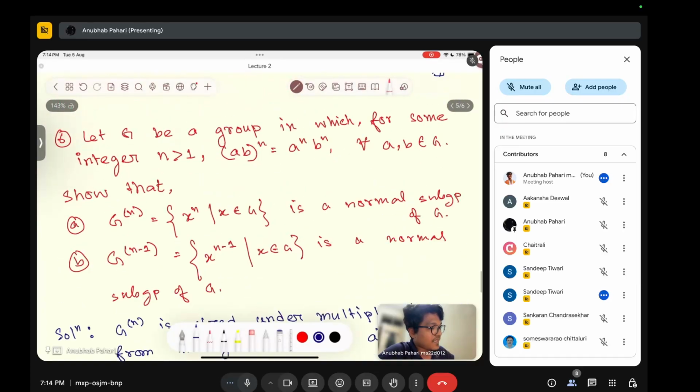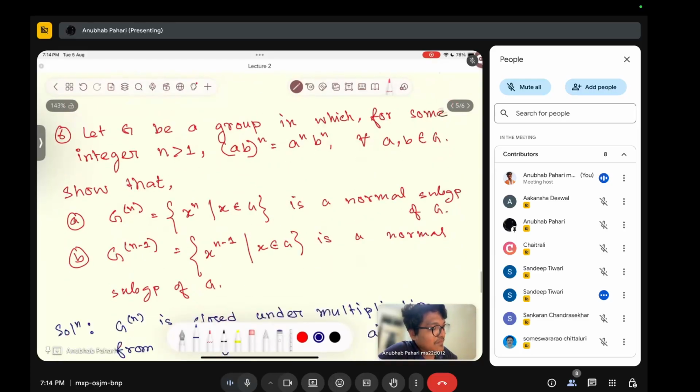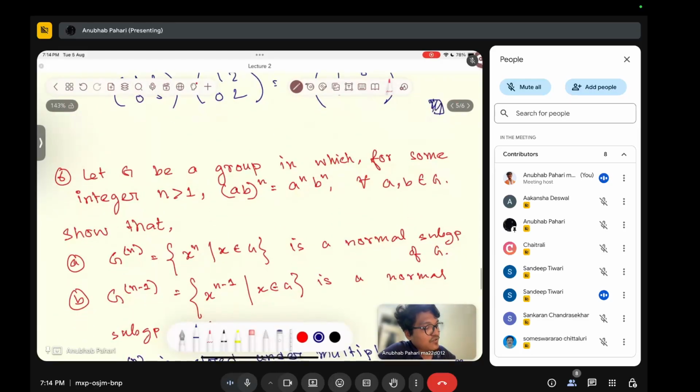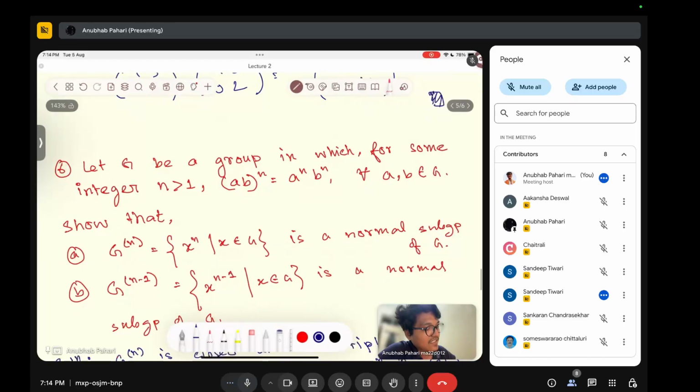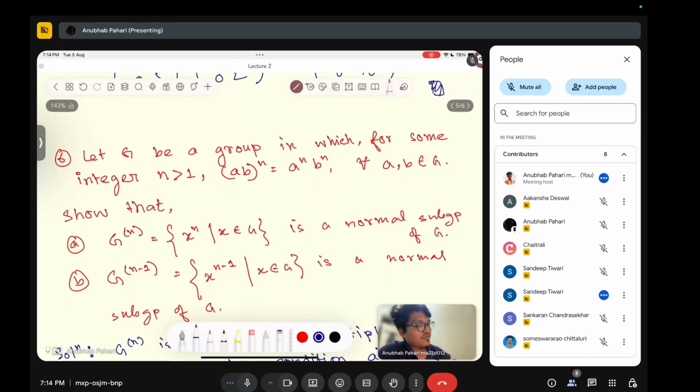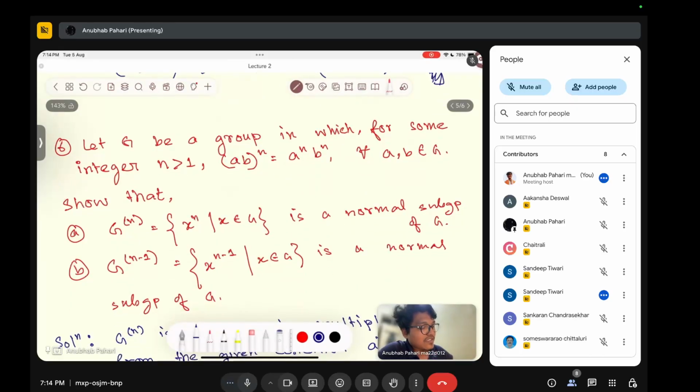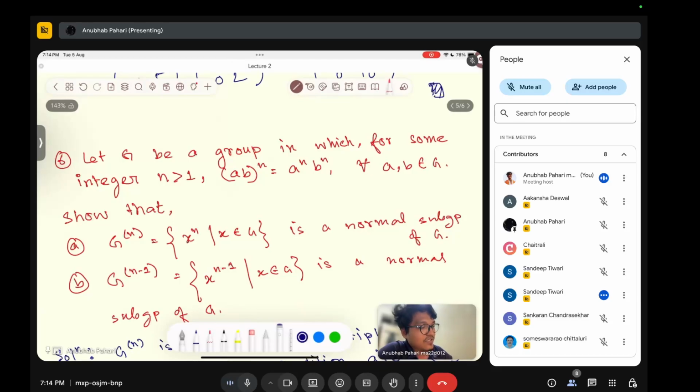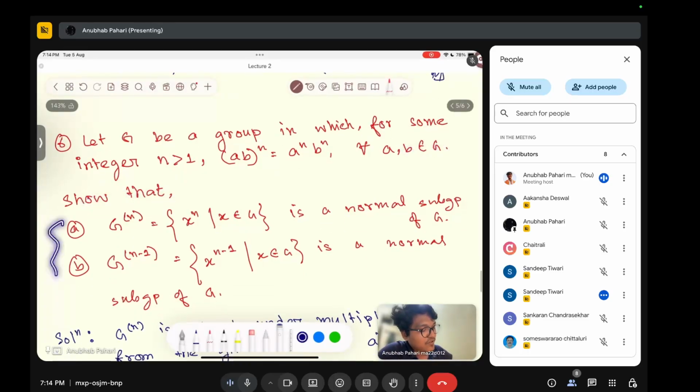So the question is simple: if it is true for some n, then you have to show that these are normal subgroups. What I am trying to say is that let's not focus on some n; you just take an integer from these given choices and show these are normal.